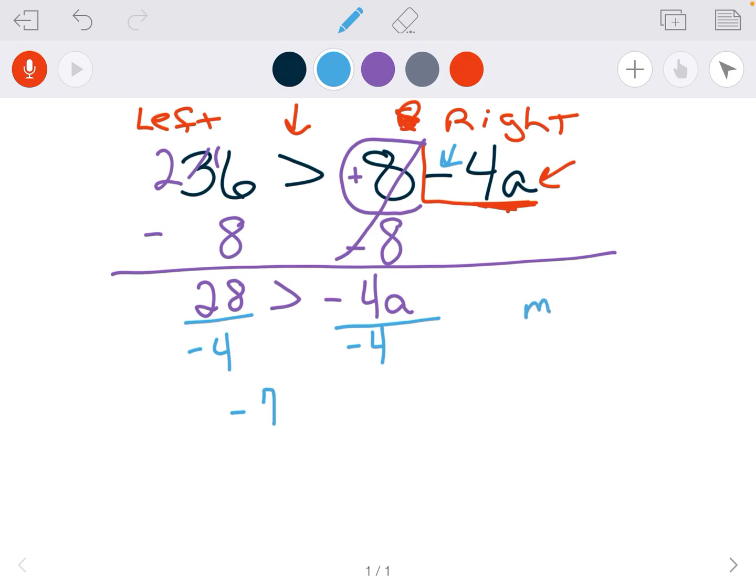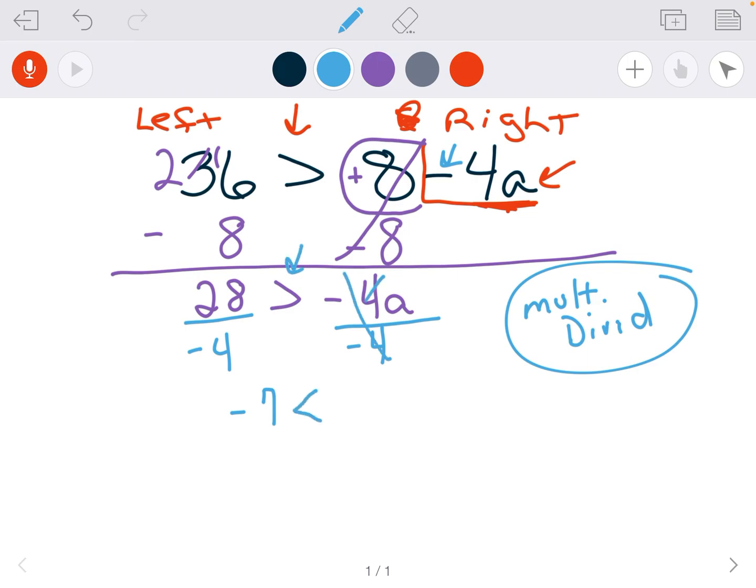When you multiply or divide by a negative on an inequality, the sign flips. So I have a greater than, it has to flip to a less than, my -4's cancel out, and I'm left with an A.